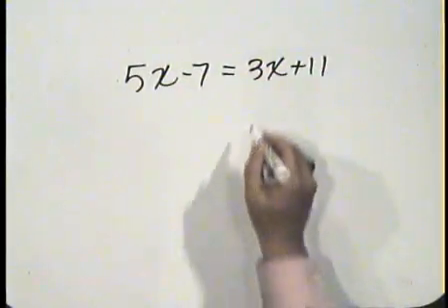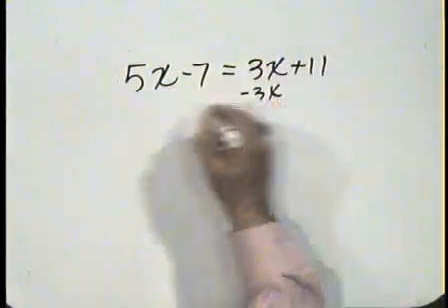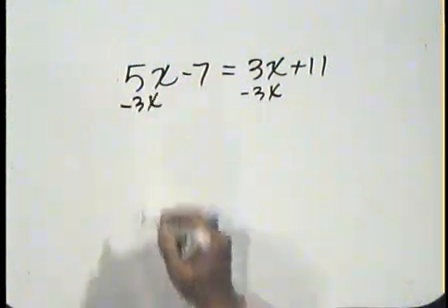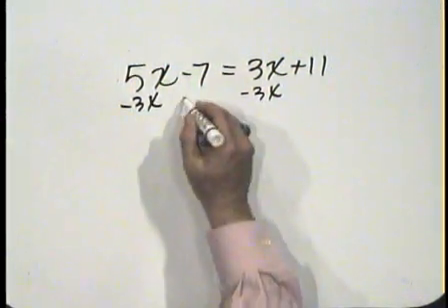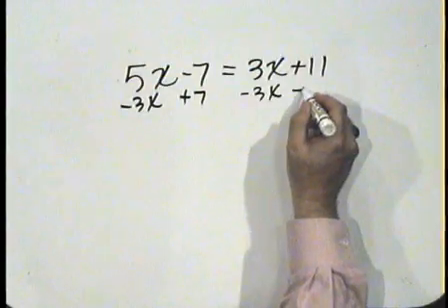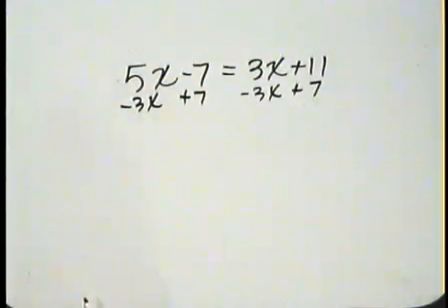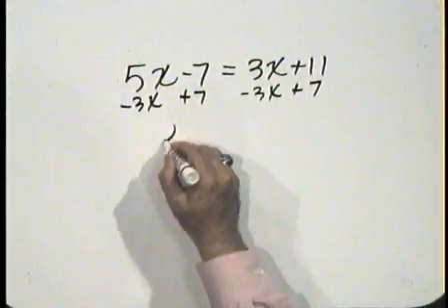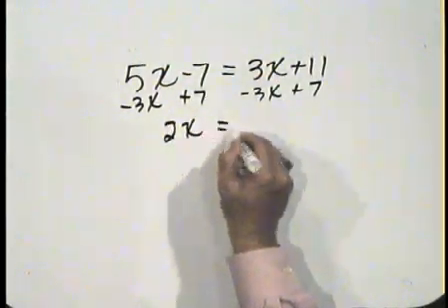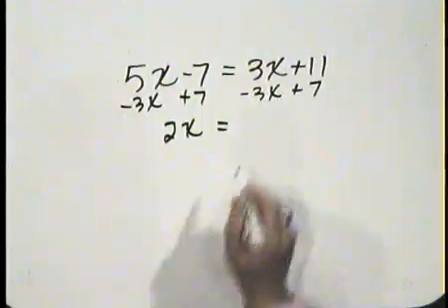Okay, well, there are no parentheses in this equation. There are no terms that can be combined. What we need to do is isolate the x term on one side and the number term on the other. So I'll subtract 3x from both sides to get the x term on the left. I will also add 7 to both sides so I can get rid of the minus 7 that's on the left and bring the number over to the right side. When I've completed this, I will have 2x equals 11 plus 7 is 18.